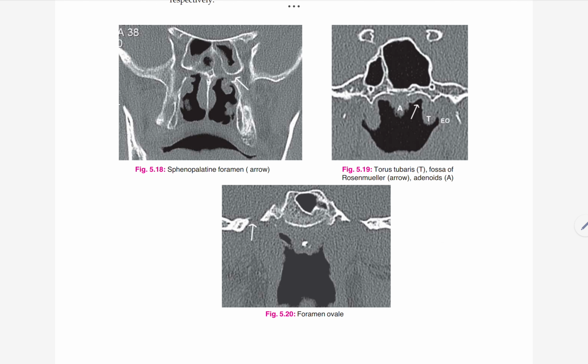Foramen ovale shown in the arrow, torus tubarius, fossa of Rosenmuller, and adenoids. Eustachian tube opening and foramen ovale.